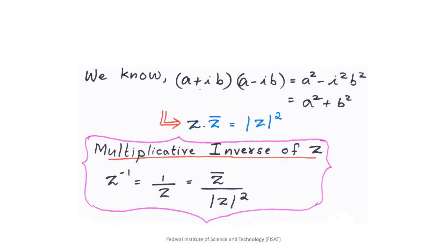We already studied a plus ib into a minus ib equal to a square minus i square b square equal to a square plus b square. From this, a plus ib is z, a minus ib is z bar, equal to mod z square. So from this equation, 1 by z equal to z bar by mod z square. So z inverse equal to z bar by mod z square.